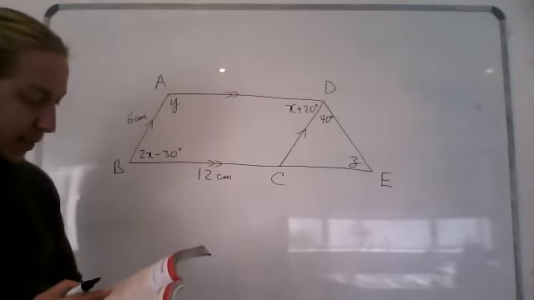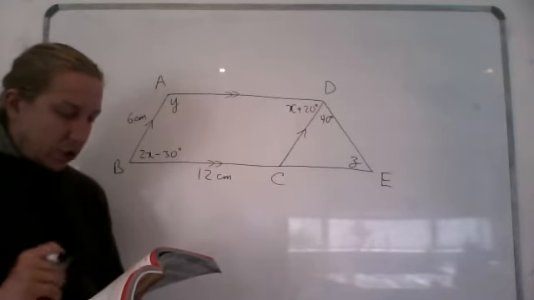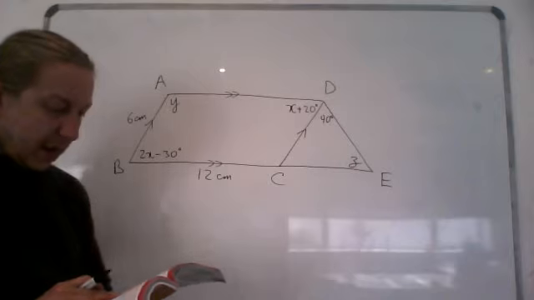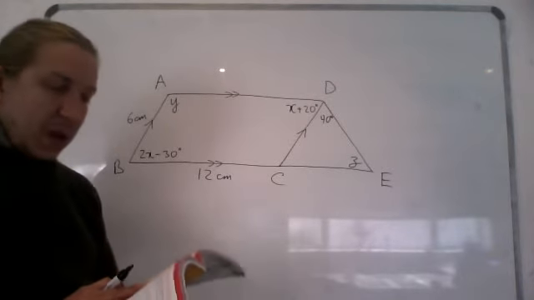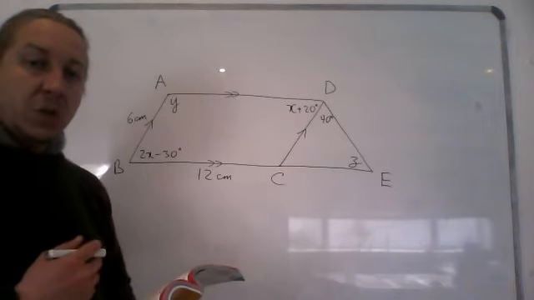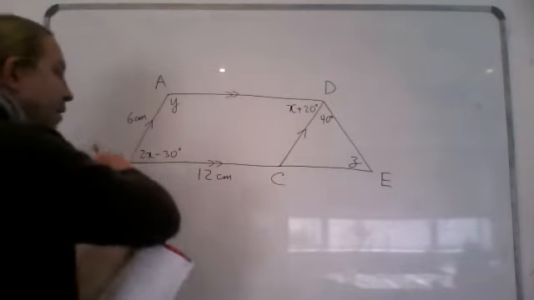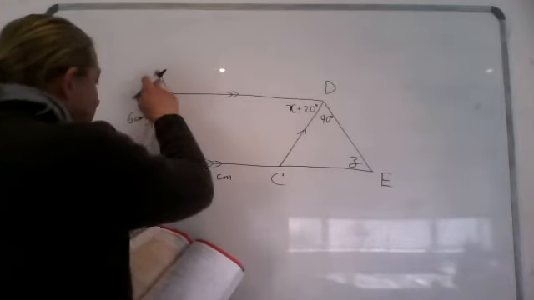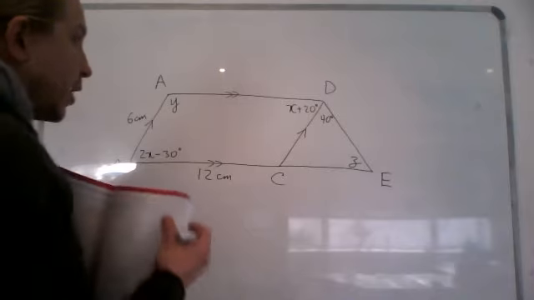Right, so using this information, answer these questions. Number one, classify quadrilaterals ABED and ABCD. Give reasons for your answer. Given the information, we need to classify these quadrilaterals. So the first one is ABCD and the next one is ABED. Well, let's try to figure this out.